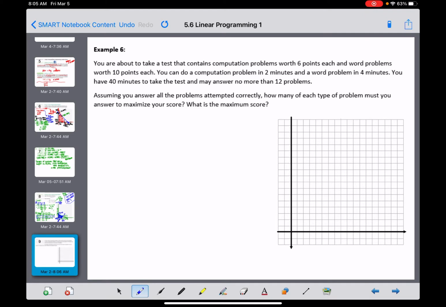Okay, so our 6 steps, the first one, we have to define our variables. We'll end up having to do some more on the next page, but first we're going to define our variables. Okay, so you're about to take a test that contains computational problems worth 6 points each and word problems worth 10 points each. You can do a computational problem in 2 minutes and a word problem in 4 minutes. You have 40 minutes to take the test and may answer no more than 12 problems. Assuming you answer all the problems attempted correctly, how many of each type of problem must you answer to maximize your score? So when it says the question, that's where you're going to find your variable. It says how many of each type of problem. Okay, so we'll let x represent the number of computation problems I do.